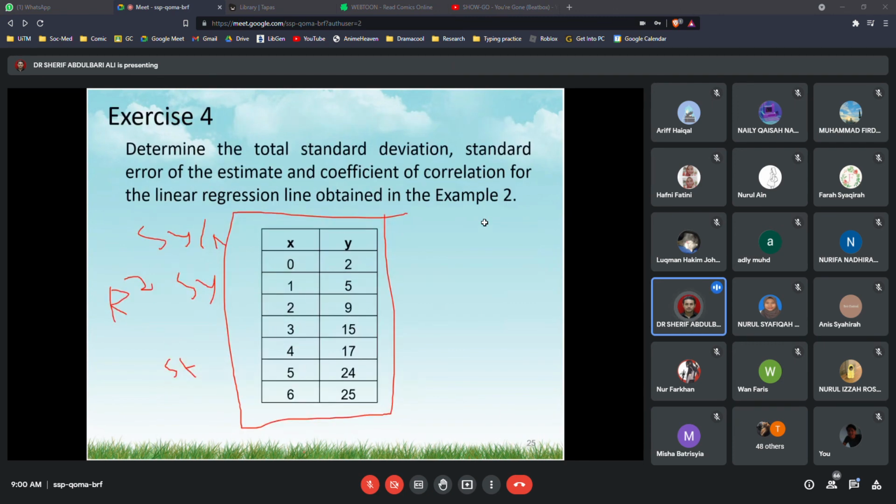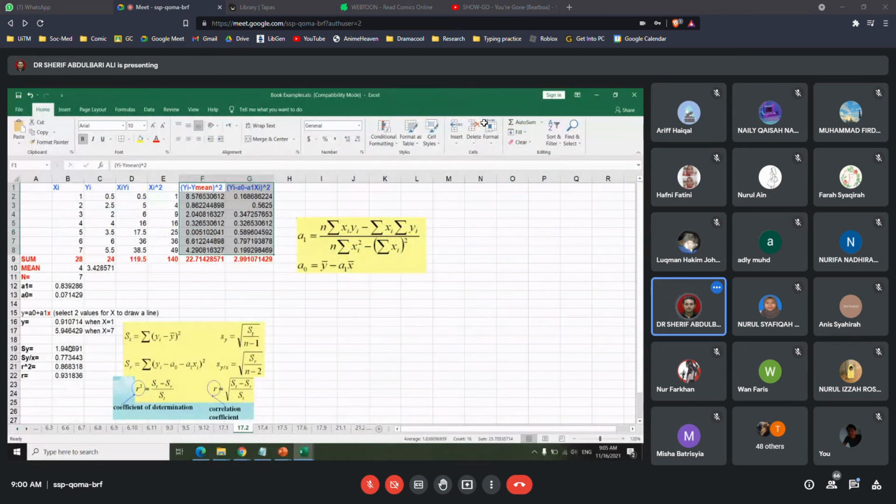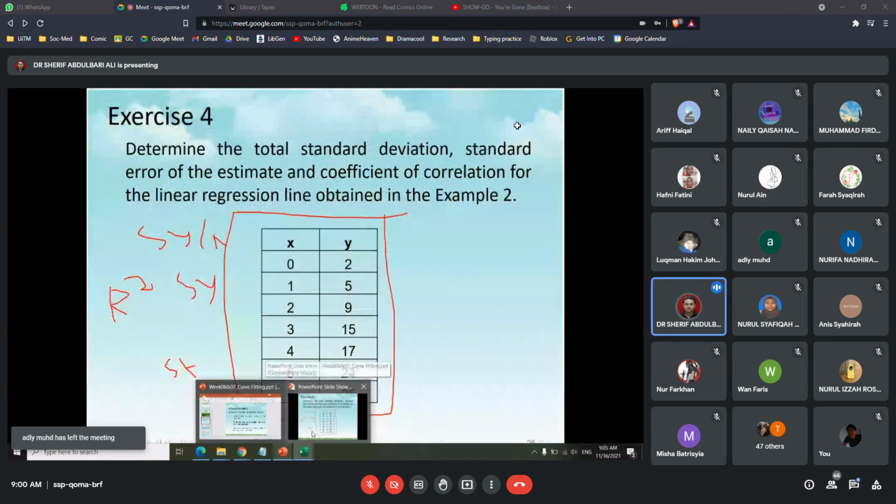I will compare your answer. I will give you about, let's say, 10 minutes. Try to solve the exercise, and I'm going to show you the answer for it. What you need to do is follow this way, but use the values from the exercise.